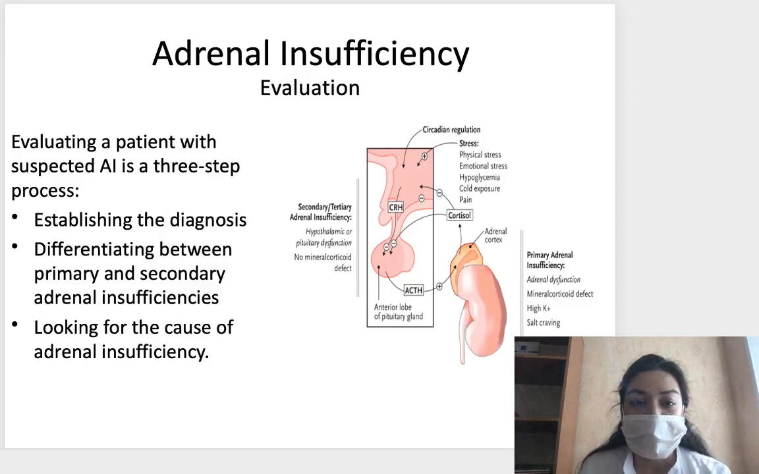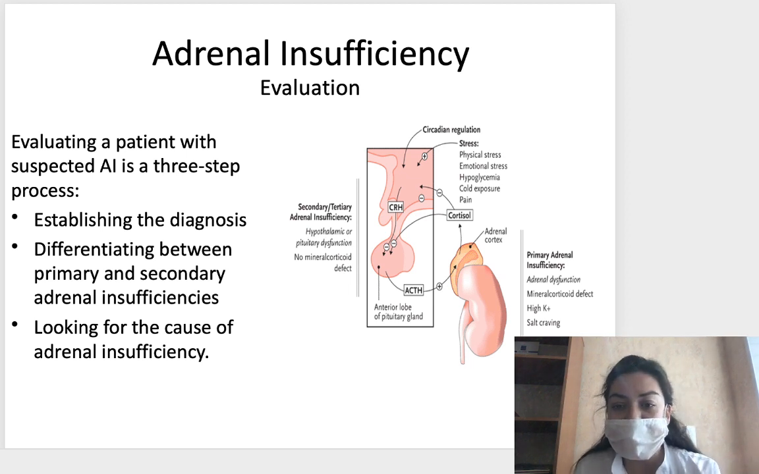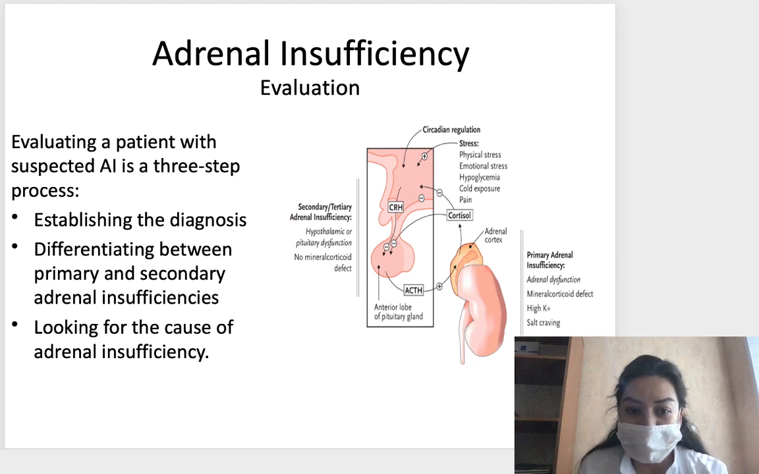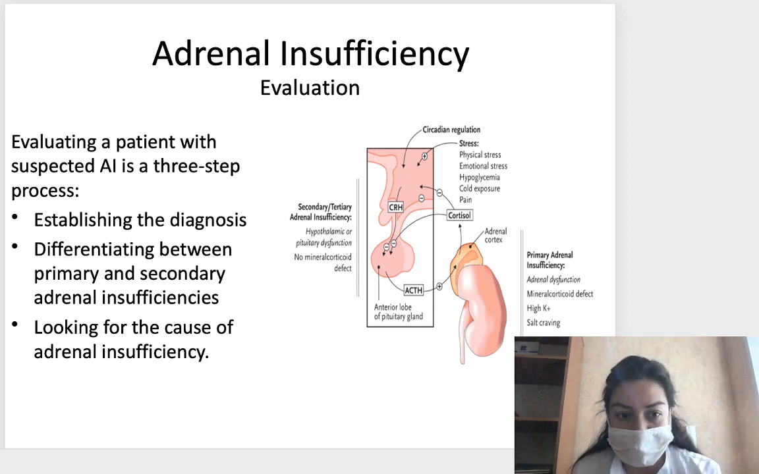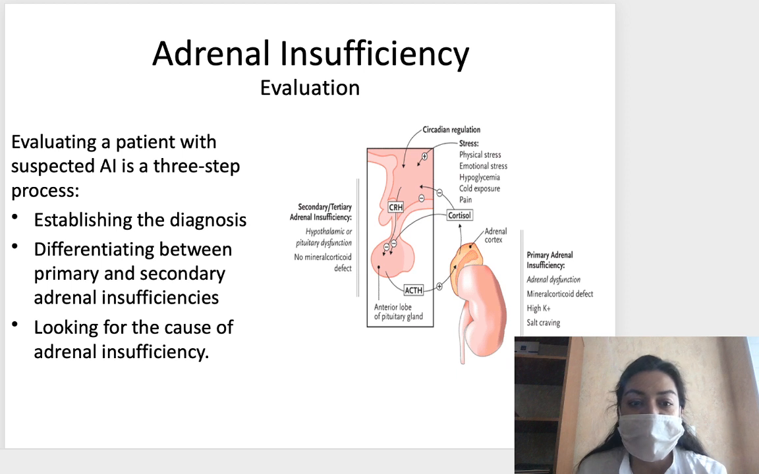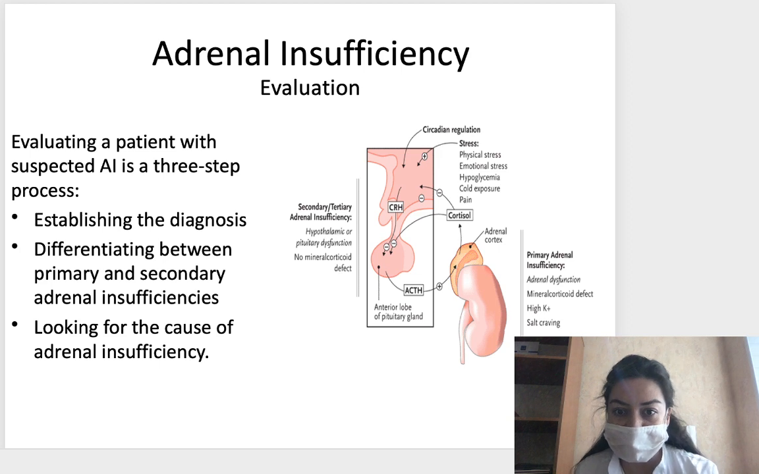In the evaluation of a patient with suspected adrenal insufficiency, it is a three-step process. The first step is to confirm whether adrenal insufficiency is present or not. Second is differentiation between primary and secondary adrenal insufficiency. And the third step is looking for the cause of this adrenal insufficiency.